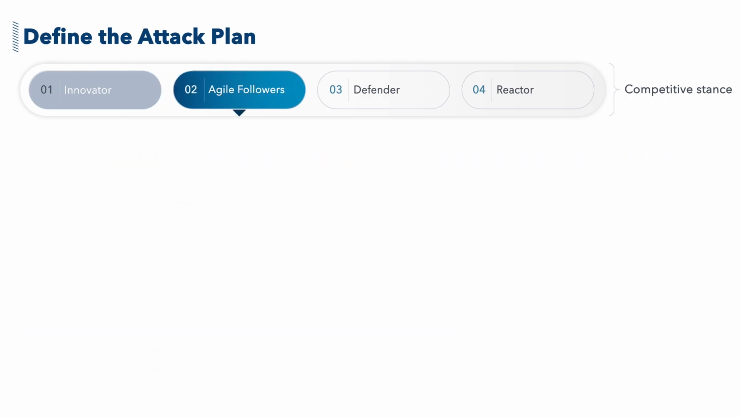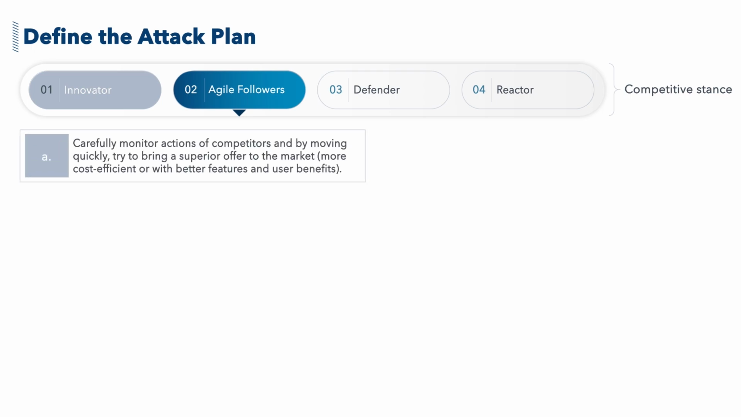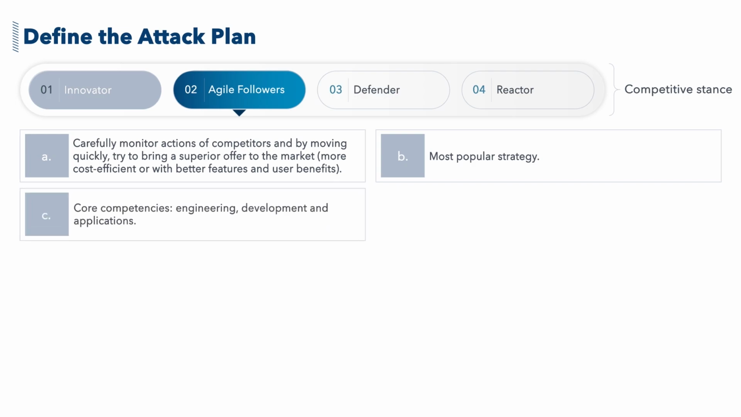The agile follower will have a different attack plan since their approach is to carefully monitor actions of competitors and by moving quickly, try to bring a superior offer to the market with more cost-efficient or better features and user benefits. It is the most popular strategy due to its investing in known market opportunities. The core competencies to develop are engineering, development, and applications.